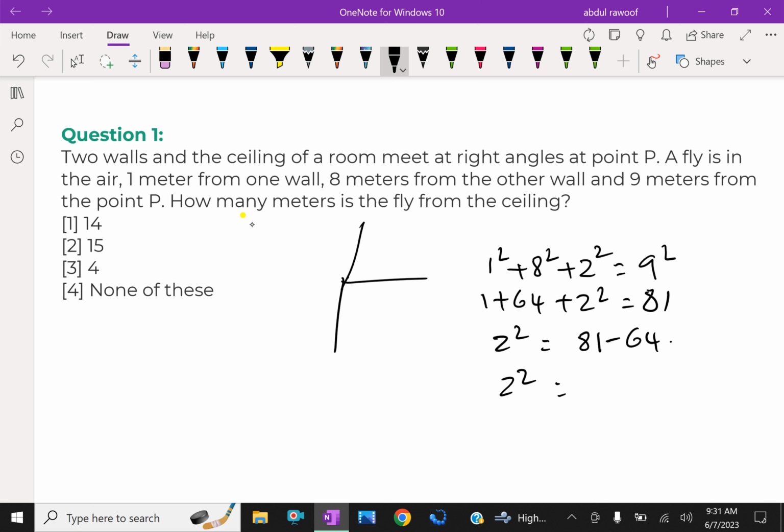Z square equal to, not 27, that is 11 minus 4 is 7.